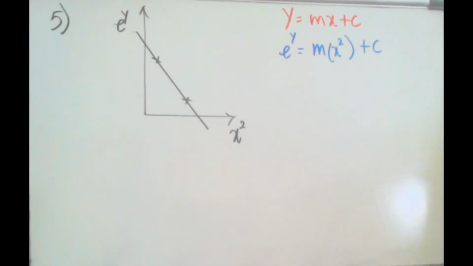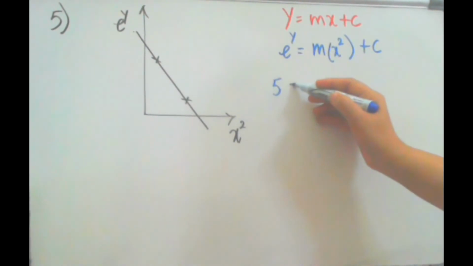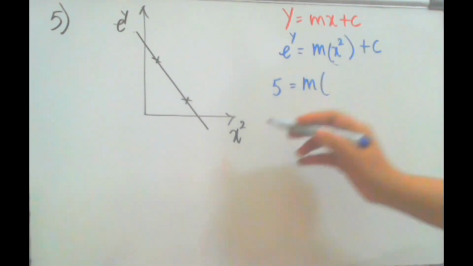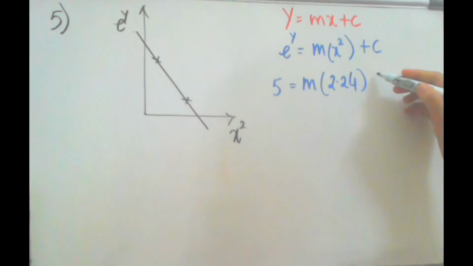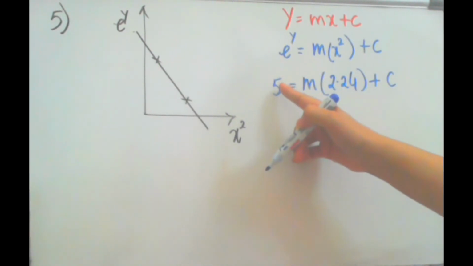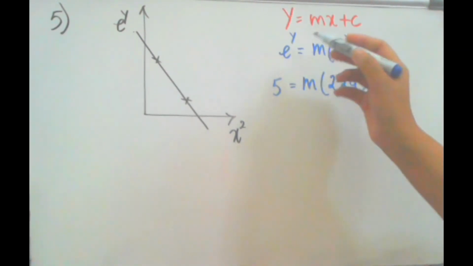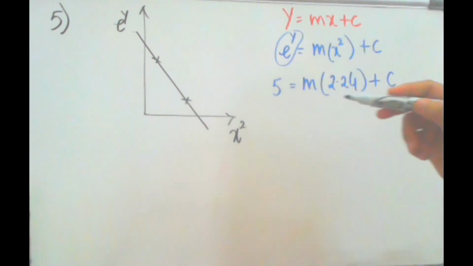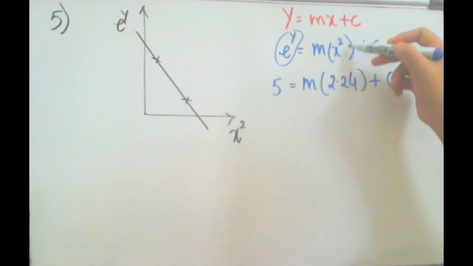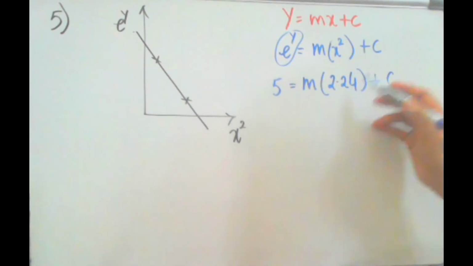For the first point, 2.24 and 5, the value of y is 5. So replace it as 5 equal to m into the entire x square, that means the value on the x axis, which is 2.24. Students, please understand, you are not going to write e power 5 or 2.24 to the power 2. It is a wrong method. It is e power y entirely that is represented on the y axis. So the y coordinate will replace this entire thing. Similarly, the x coordinate value will replace this entire x square thing. So make sure you don't make the mistake of raising this to the power of e or squaring this term.